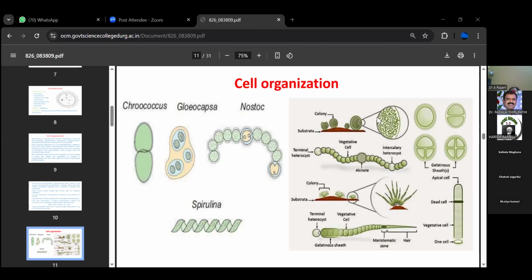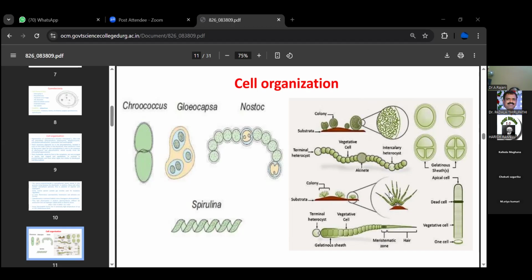Enlarged Nostoc colony. You can observe just one drop taken under the electron microscope. You can observe many groups of Nostocs there. See like this, this is a Nostoc. Coming to Gloeocapsa or Anabaena, Oscillatoria like this. See, filamentous plant body, not branched, filamentous, with a gelatinous sheath. The gelatinous sheath is present in any of these cyanobacteria.